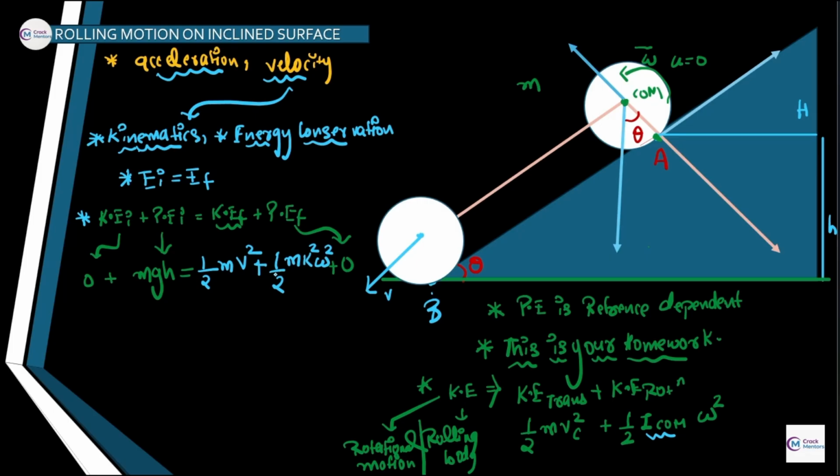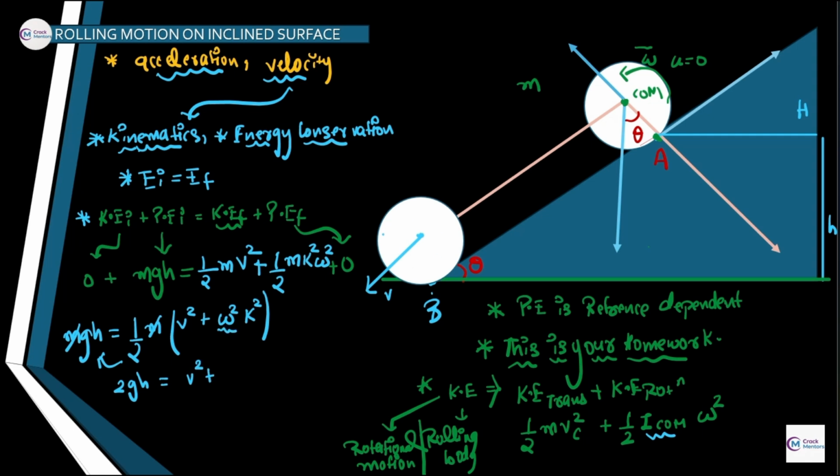We are going to observe a very important thing. Let me mention it over here. mgh is equal to, taking half m as a common part, half m times v square plus omega square k square. After cancelling, we get 2gh equals v square plus omega square k square. I'm solving it from the very basics.